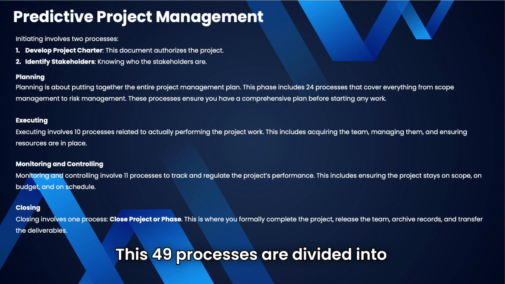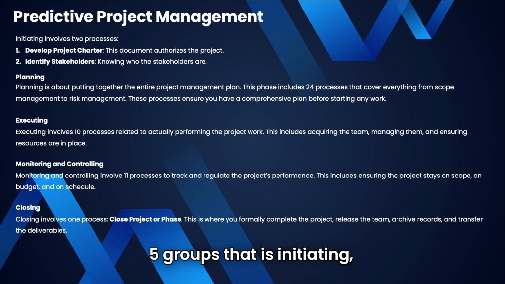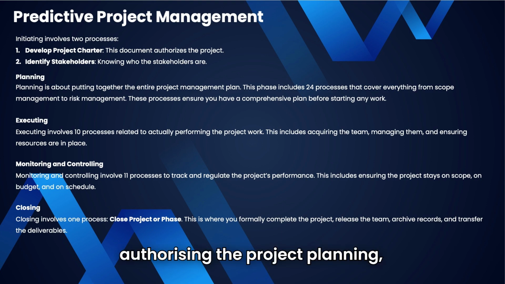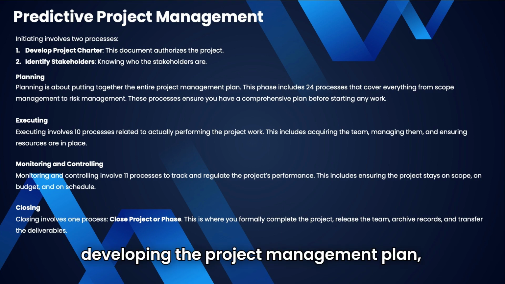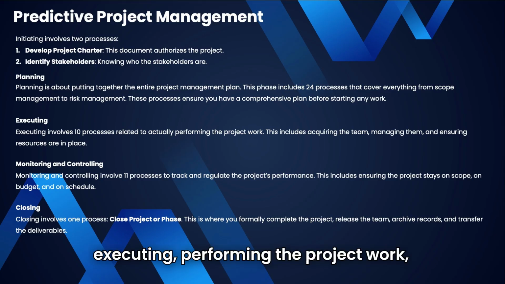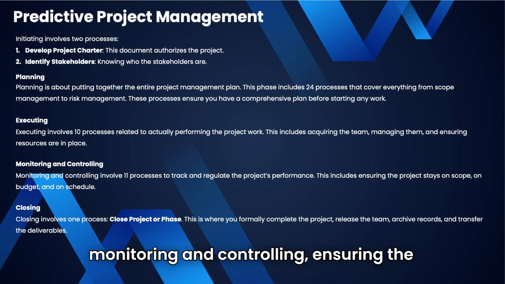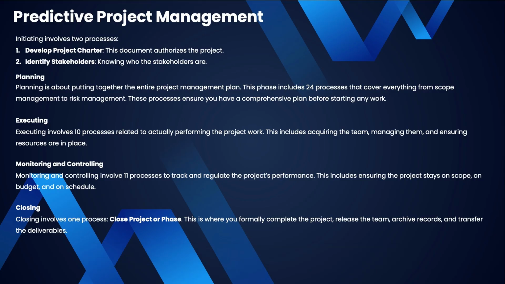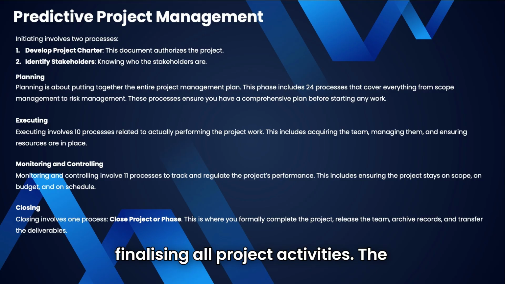These 49 processes are divided into 5 groups, that is, initiating, authorizing the project, planning, developing the project management plan, executing, performing the project work, monitoring and controlling, ensuring the work stays on track, closing, finalizing all project activities.